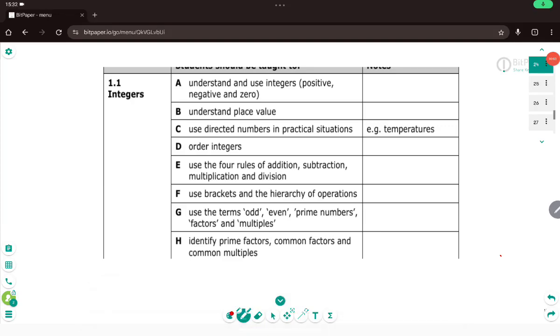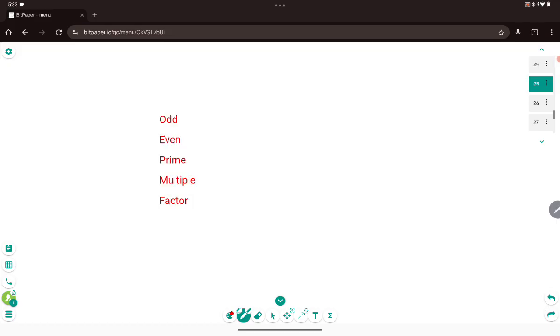Okay, so in this recording, we will look at this section here: use the terms odd, even, prime numbers, factors, and multiples. I'm going to start with even. What's an even number? Ends in 0, 2, 4, 6, 8. So anything that ends in one of those digits. For example, 32, 48. An odd number ends in 1, 3, 5, 7, or 9.